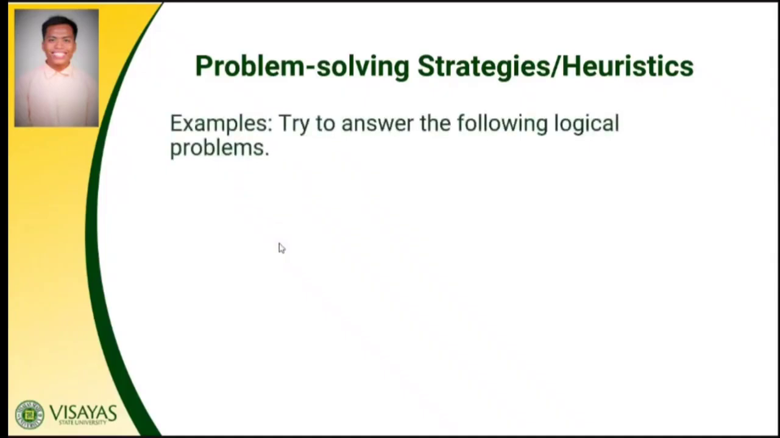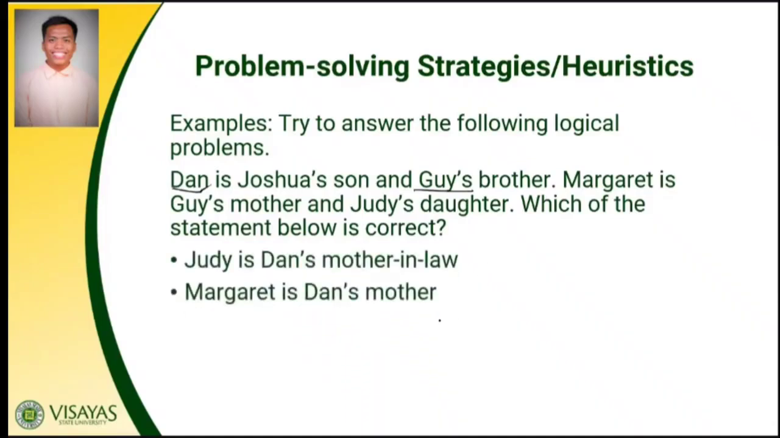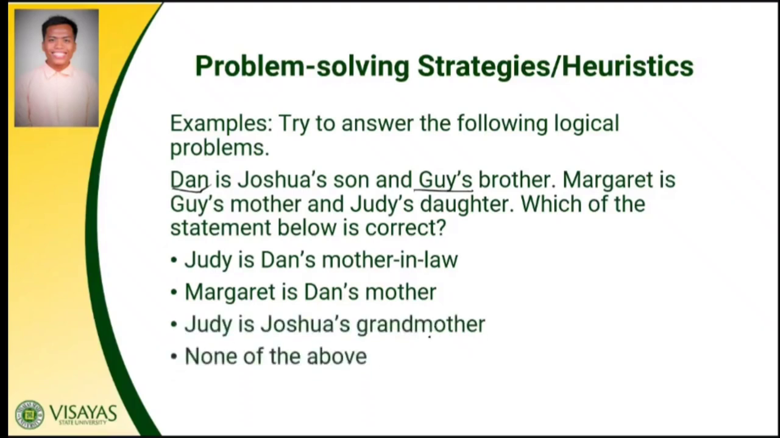Okay, for example, Dan is Joshua's son and Guy's brother. Margaret is Guy's mother and Judy's daughter. Which of the following statements is correct? Judy is Dan's mother-in-law. Margaret is Dan's mother. Judy is Joshua's grandmother. Or none of the above. Margaret is Dan's mother. Yes, that's correct. Because Dan and Guy are brothers, therefore Margaret is also Dan's mother.